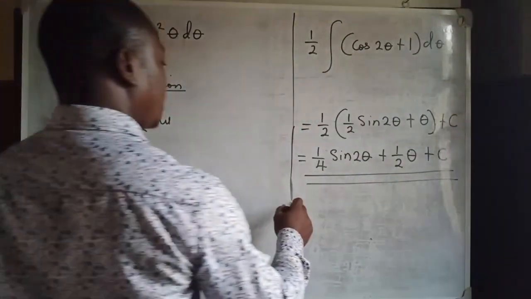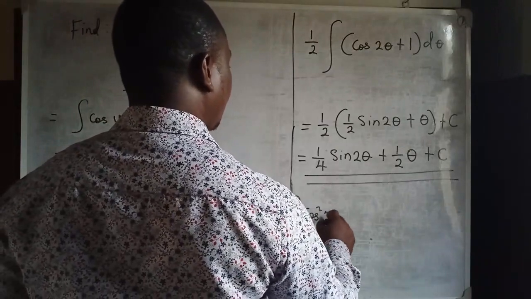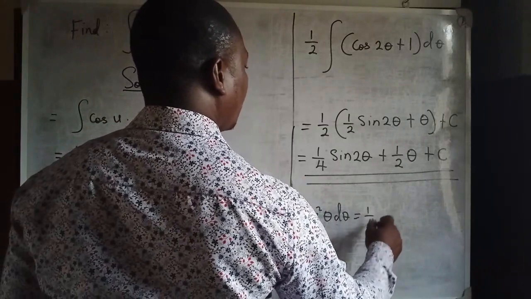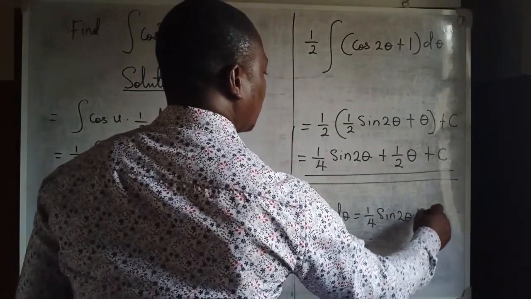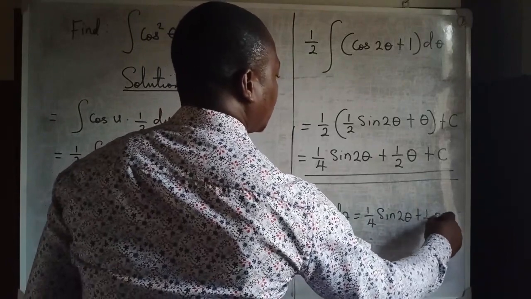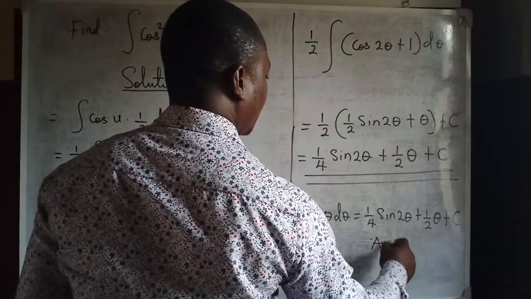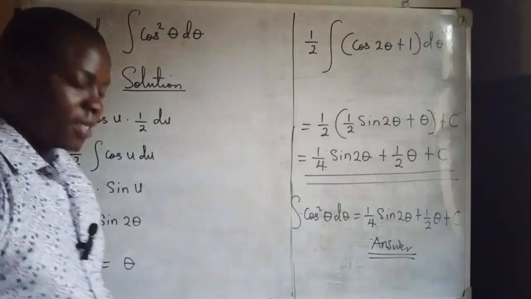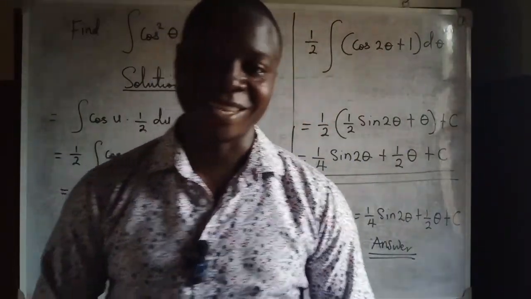So that is to say the integral of cos squared theta with respect to theta is equal to 1 over 4 sine 2 theta plus 1 over 2 theta plus C. This is the final answer. This is our answer. You see that? That was quite simple.